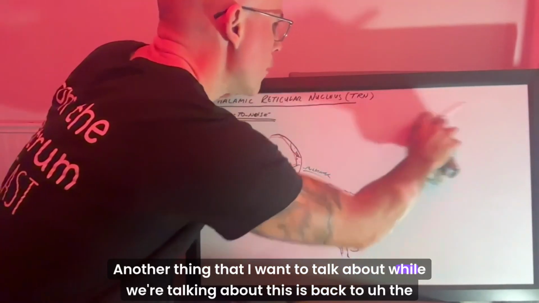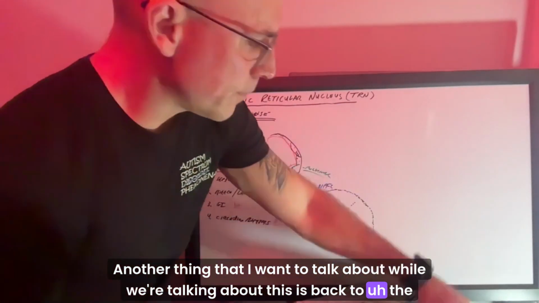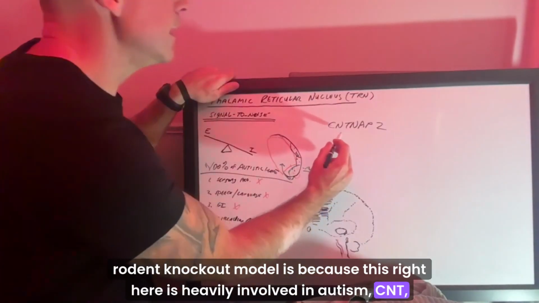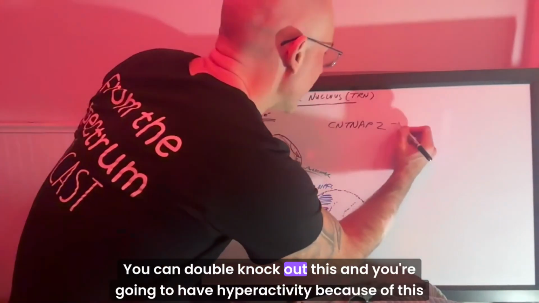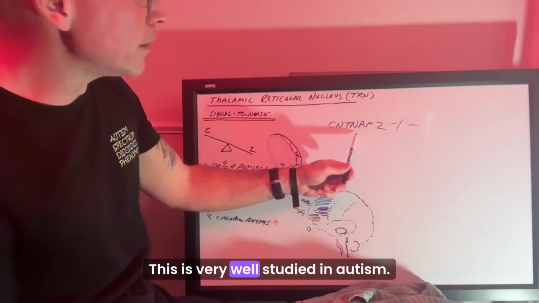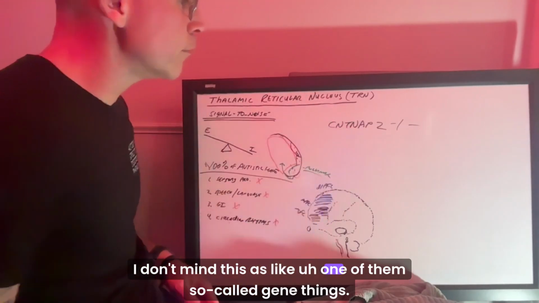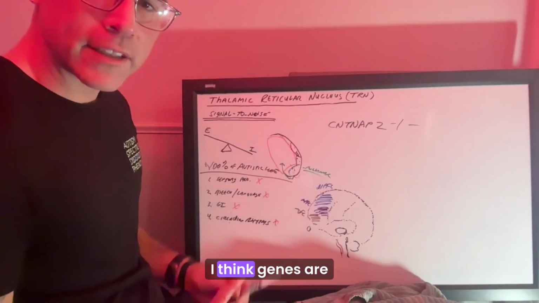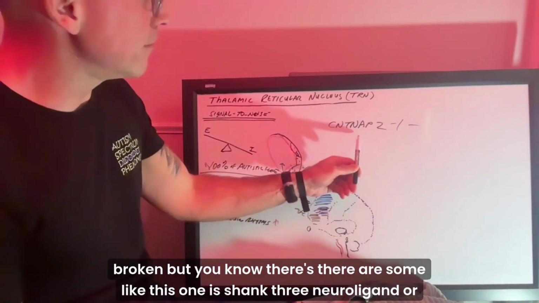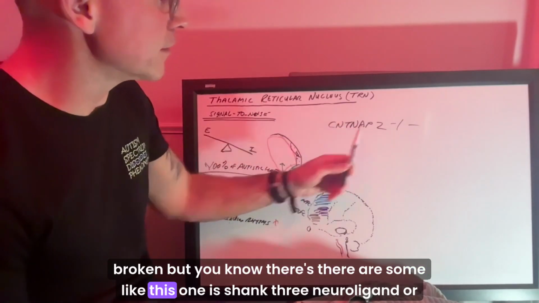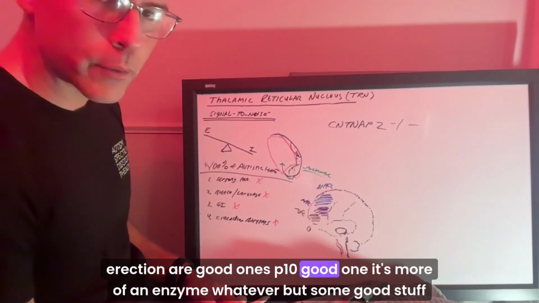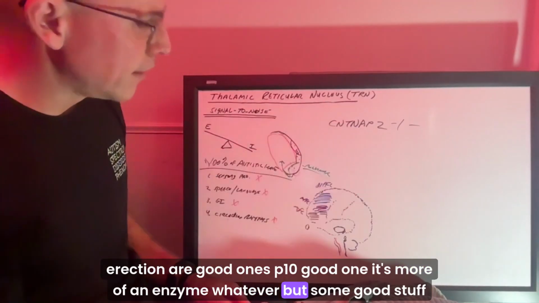Another thing that I want to talk about while we're talking about this is back to the rodent knockout model, because this right here is heavily involved in autism, CNTNAP2. You can double knock out this, and you're going to have hyperactivity because this is going to be abnormal. This is very well studied in autism. I don't mind this as one of them so-called gene things. I think genes are broken. But there are some, like this one, and Shank3, neuroligin, neurexin are good ones. PTEN, good one. It's more of an enzyme, whatever, but some good stuff there.